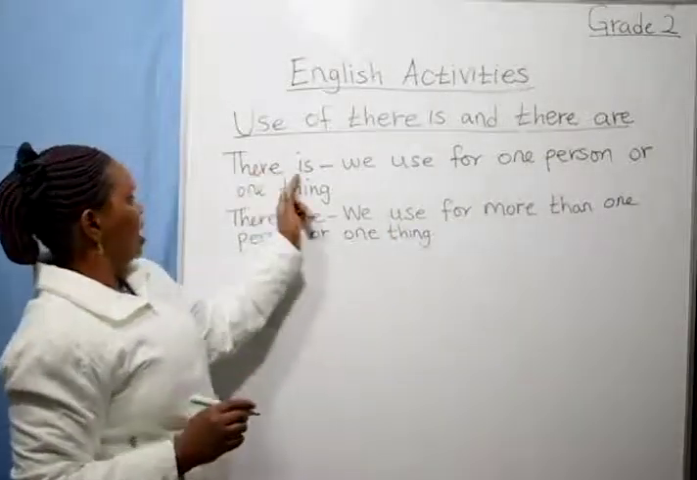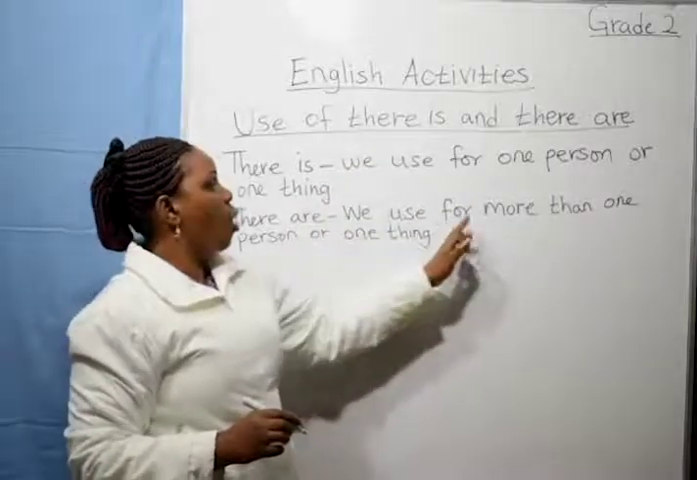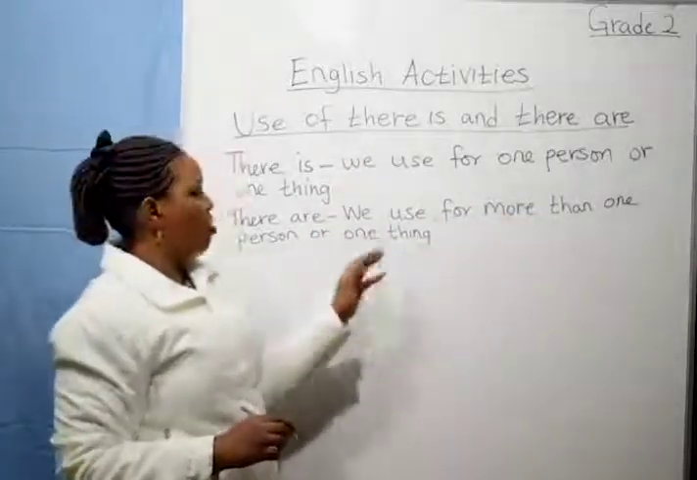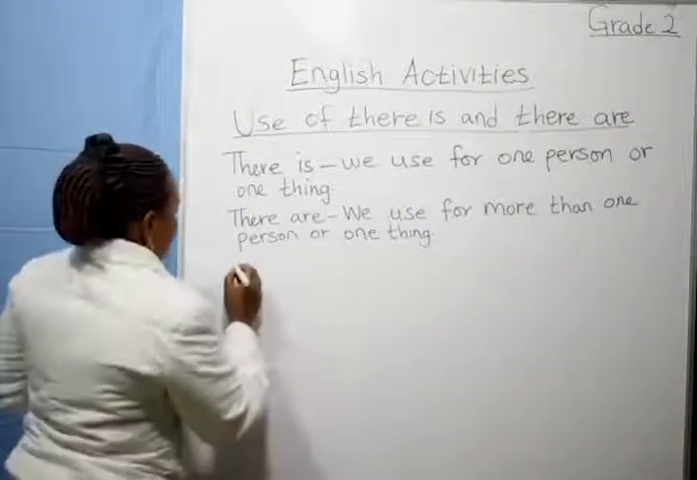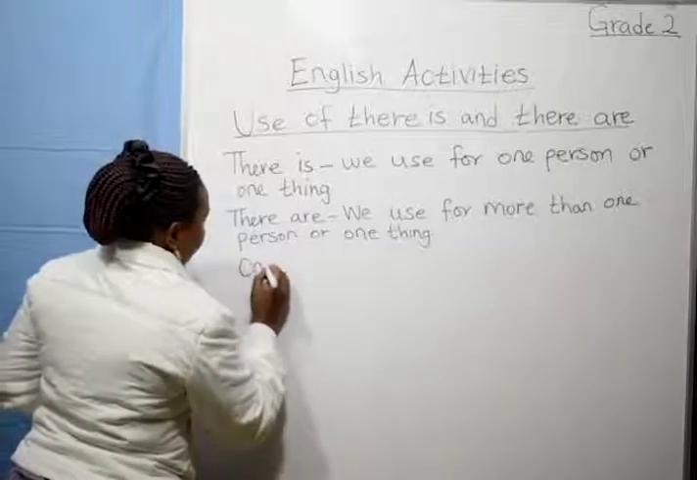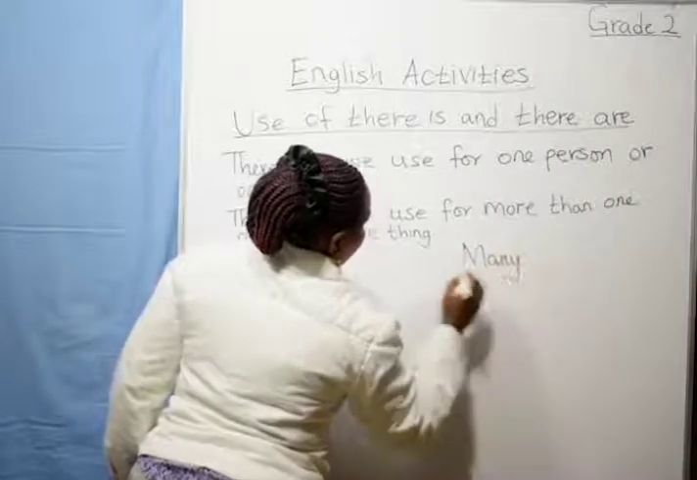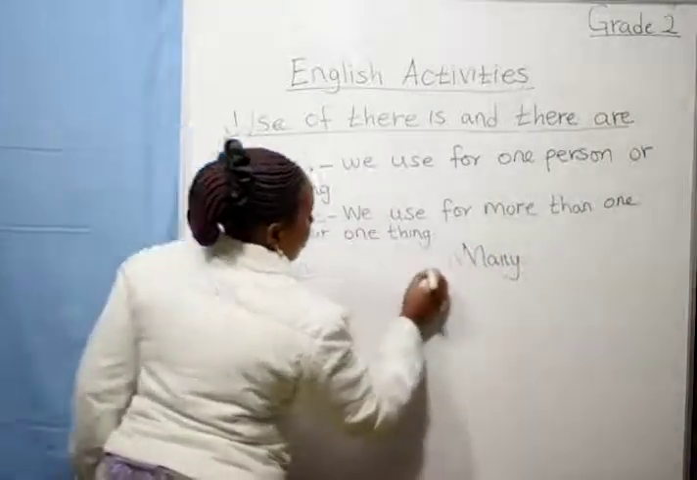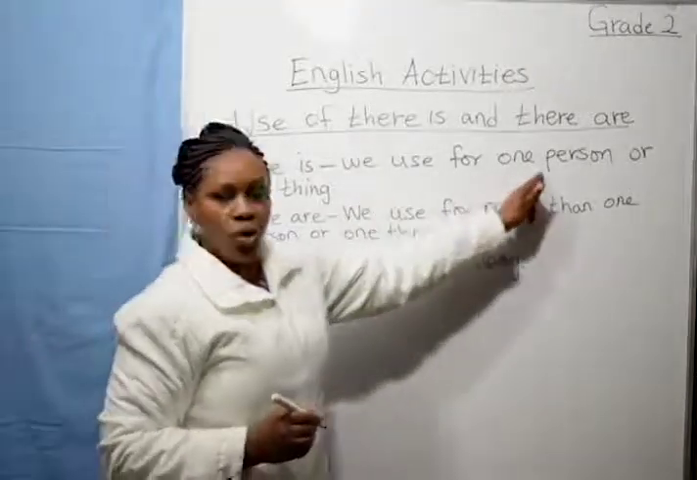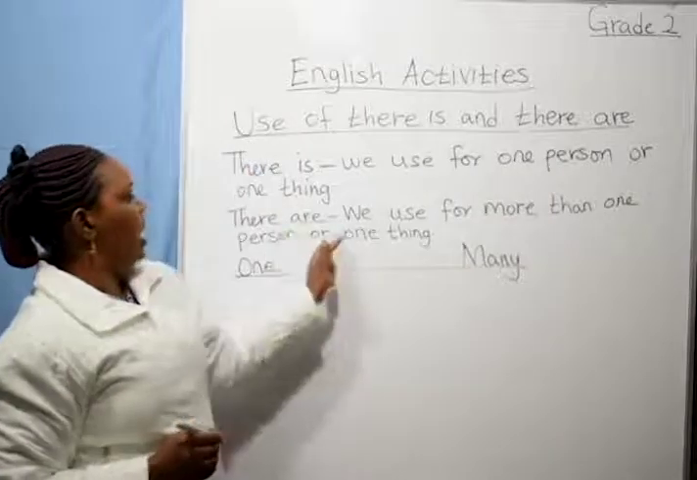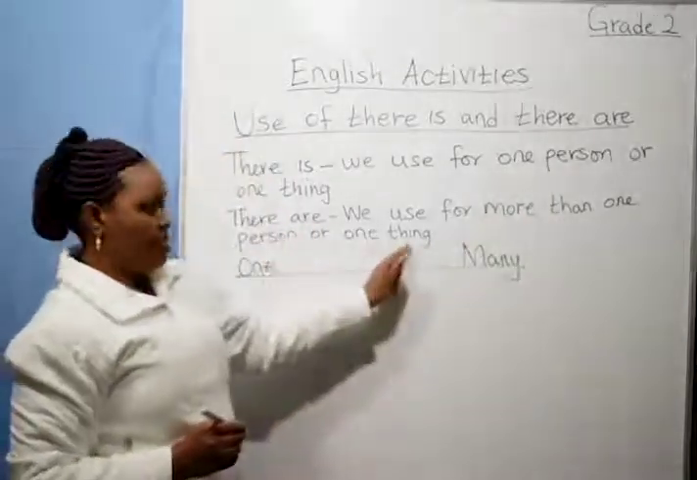There is is used for one thing or one person. There are you use for more than one thing. We have one and many. So when you are using there is, it is used for only one person or one thing. When you are using there are, we use it for more than one person or more than one thing.